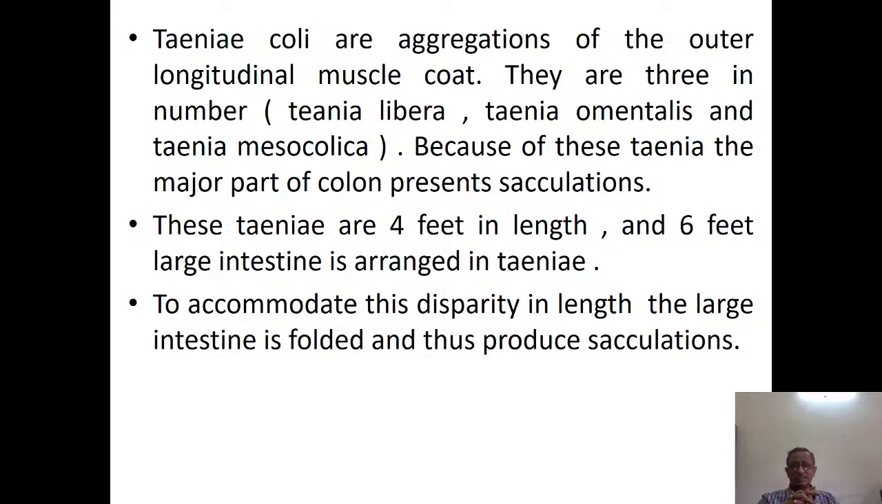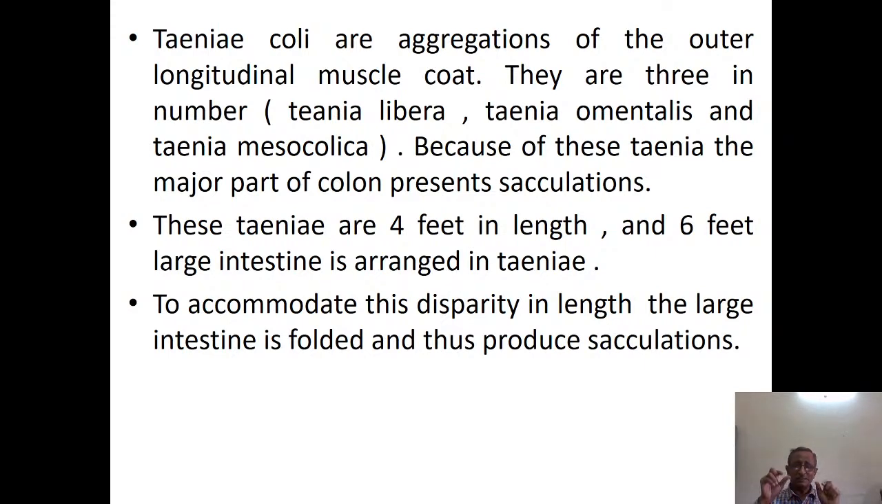Now, taenia coli are aggregations of the outer longitudinal muscle coat. There are 3 in number: taenia libera, taenia omentalis, and taenia mesocolica. Yesterday when we read about the structure of the wall of the small intestine, we studied the mucosa containing the epithelium, the lamina propria, muscularis mucosae, then submucosa, then muscularis propria. In the muscularis propria, we read the inner circular, outer longitudinal muscles. After that, serosa is there. Here also we are having inner circular and outer longitudinal muscles in the large intestine.